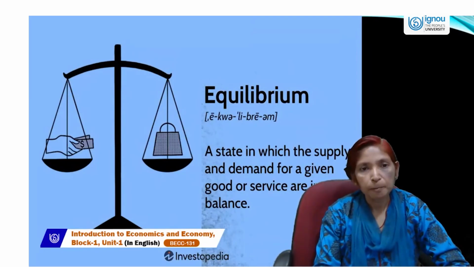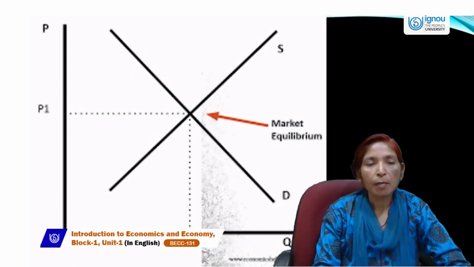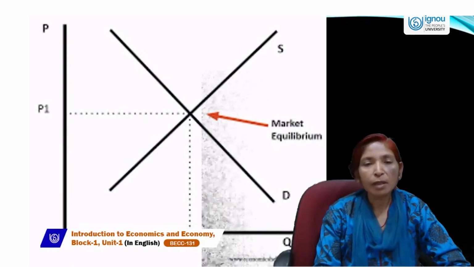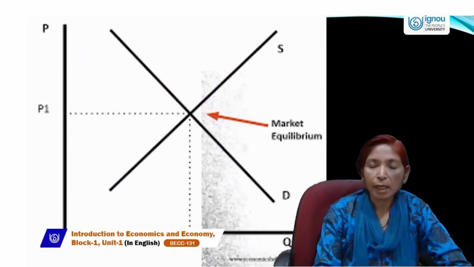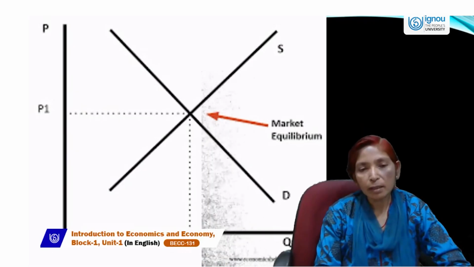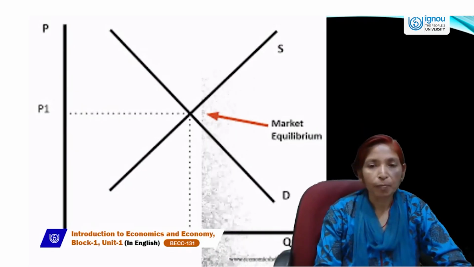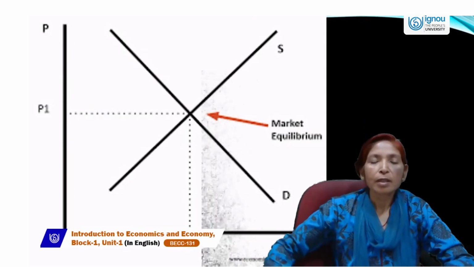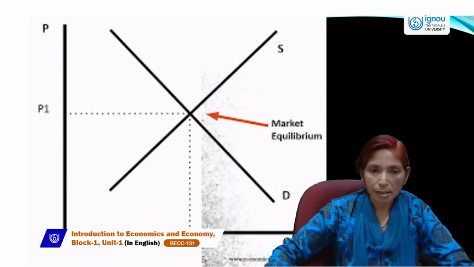For example, here the demand curve is downward sloping and the supply curve is upward sloping, where both curves intersect each other. Equilibrium price is determined as OP, and equilibrium quantity is determined as OQ. And equilibrium is always determined with the help of the demand and supply curve forces.